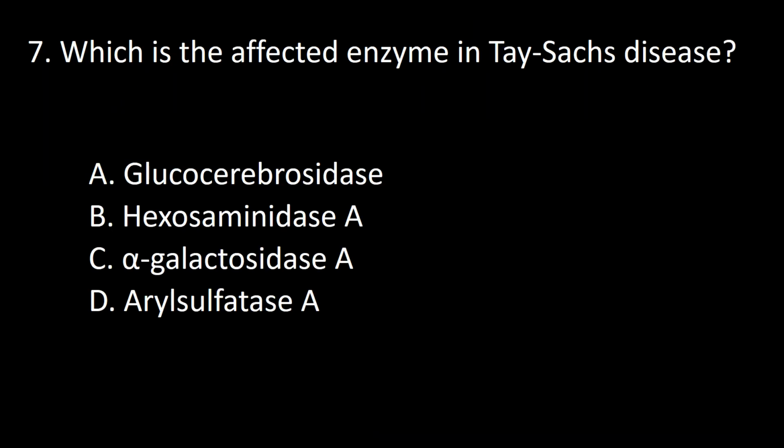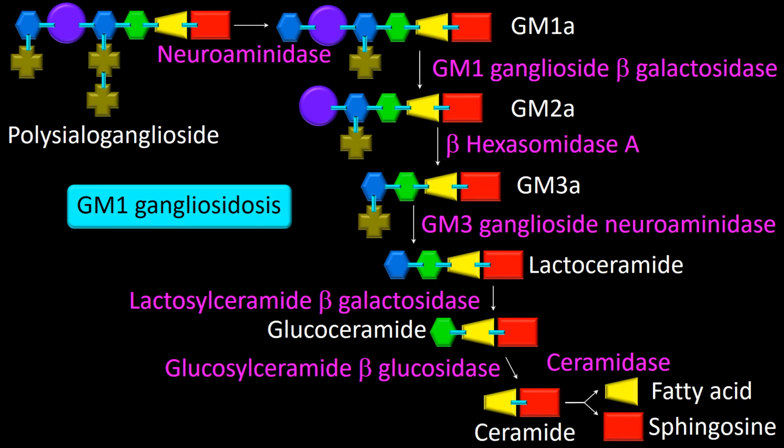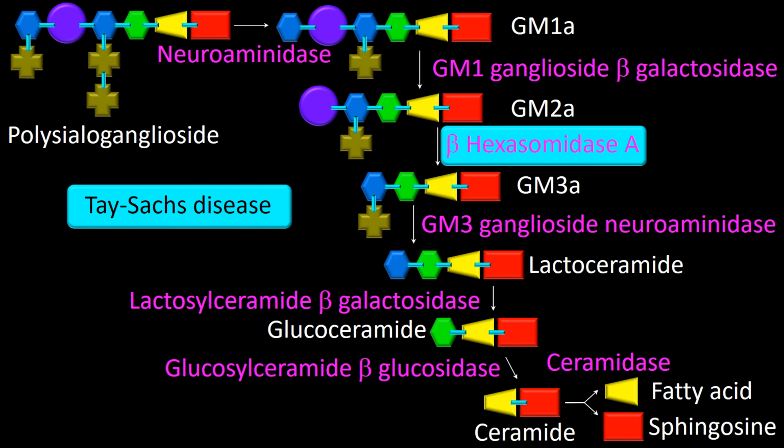Next question. Which is the affected enzyme in Tay-Sachs disease? A. Glucocerebrosidase, B. Hexosaminidase A, C. Alpha-galactosidase A, D. Arylsulfatase A. GM1 gangliosidosis is due to GM1 ganglioside beta-galactosidase deficiency. In Tay-Sachs disease, the enzyme affected is beta-hexosaminidase A.